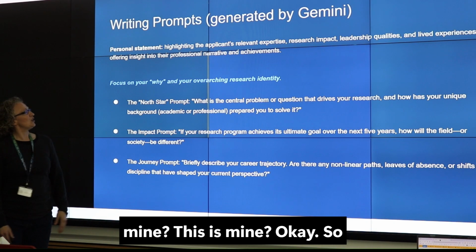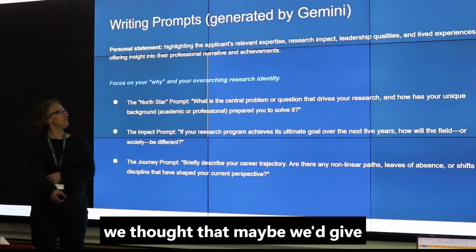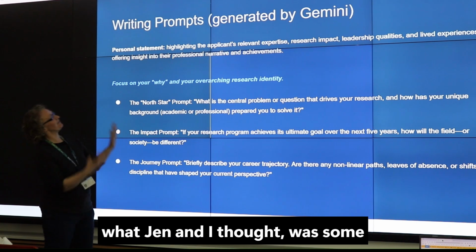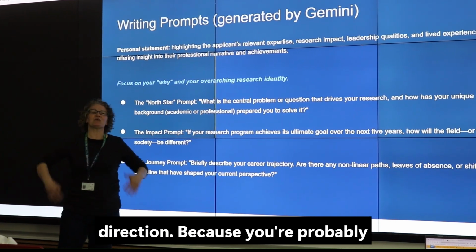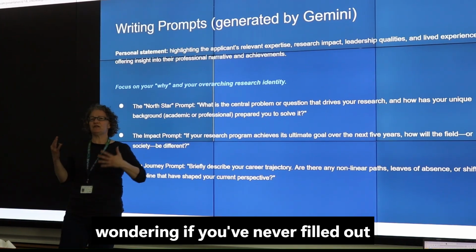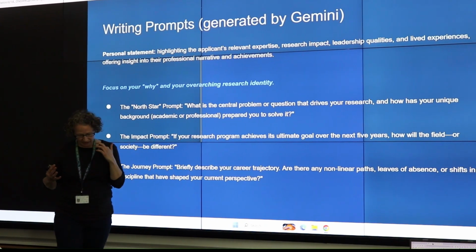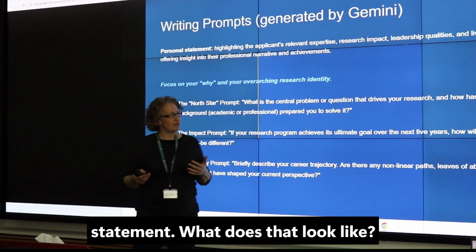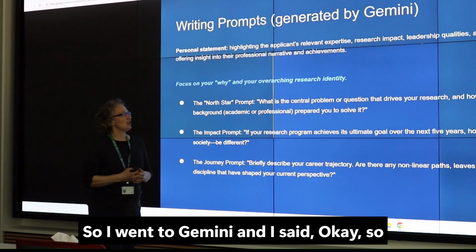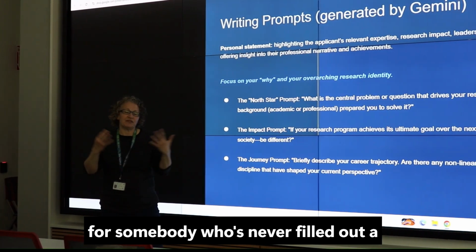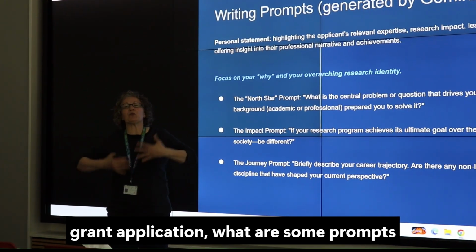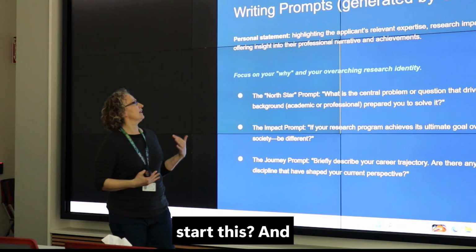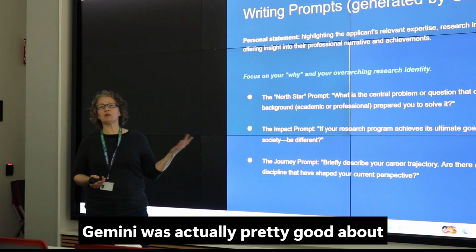Okay. So we thought that maybe we'd give you what Jem and I thought was some direction. Because you're probably wondering, if you've never filled out a most significant contribution statement or a supervisory and mentorship statement, what does that look like? So I went to Gemini and said, okay, for somebody who's never filled out a grant application, what are some prompts that I can use to help me start this? And Gemini was actually pretty good about this.